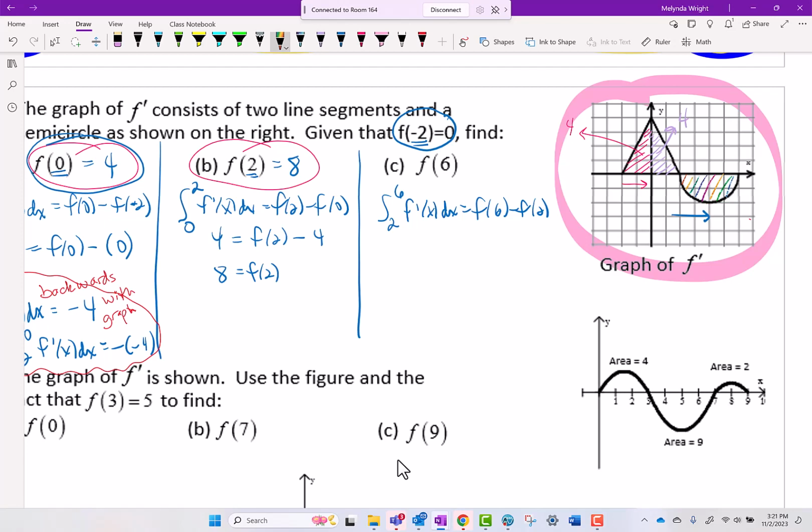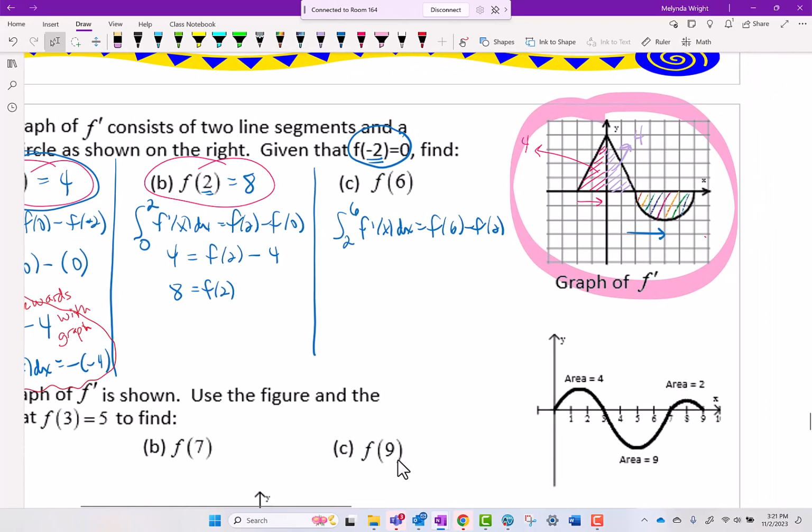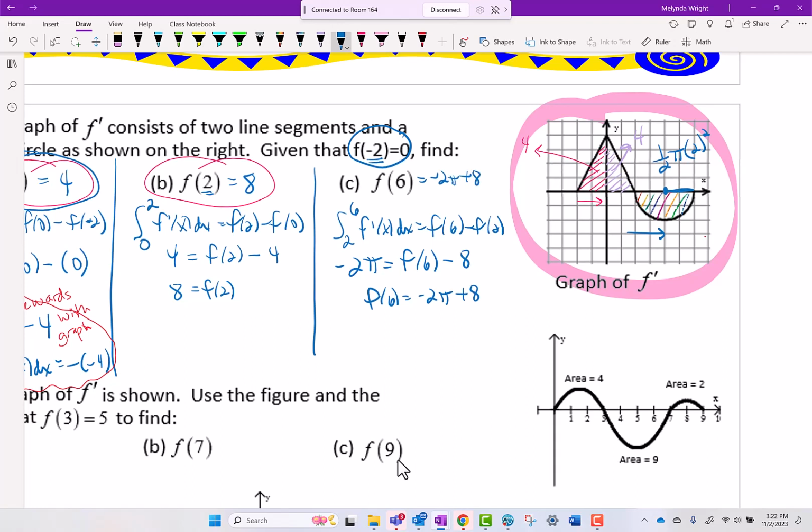And it's a semicircle, so we've got to use our formula from geometry. Is it half pi r squared? What is r? r is 2, squared. So looks like 2 pi to me. So -2 pi equals f of 6 minus f of 2, and f of 2 is 8. So f of 6 is -2 pi plus 8. Okay, so those are our values.